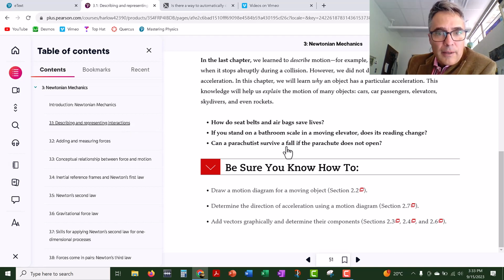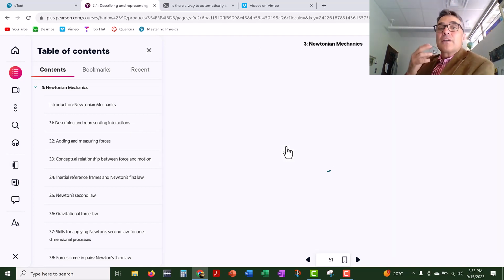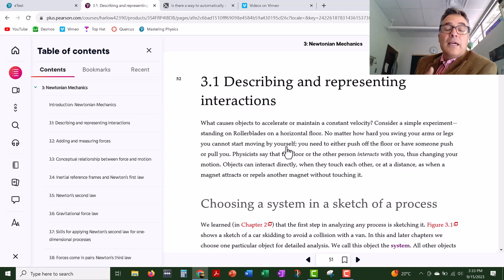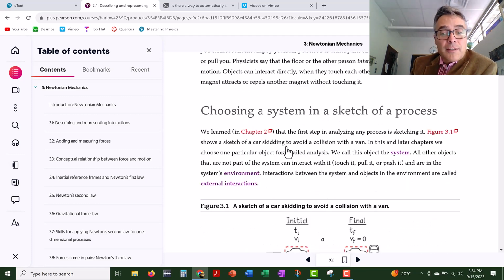Chapter 2 was about kinematics, which means how things move, sort of describing velocity and acceleration. And chapter 3 is about dynamics, which is why do things move? So forces are what are pushing things around.